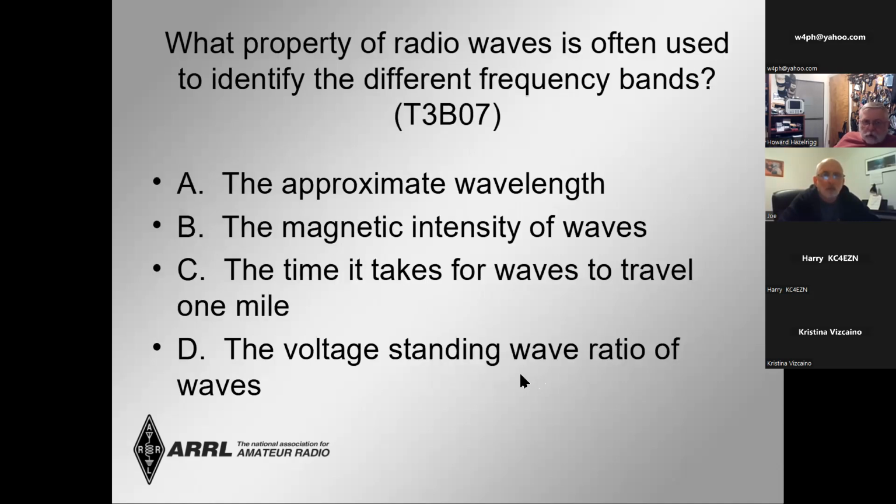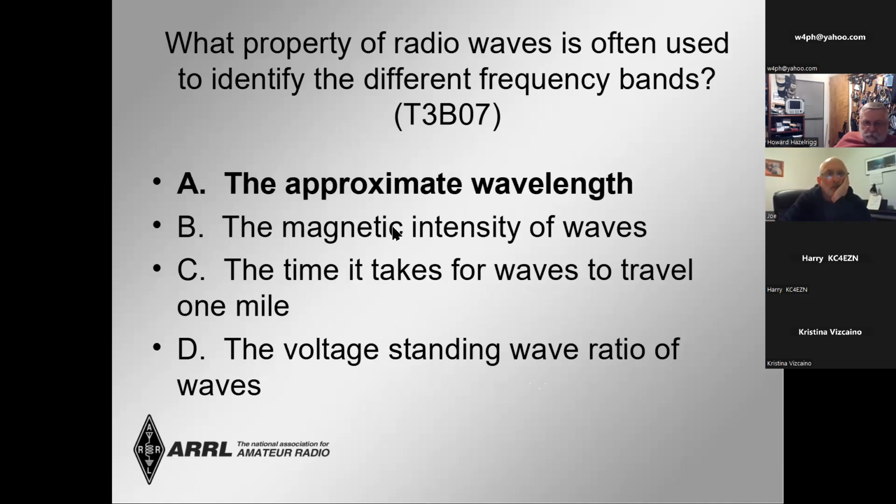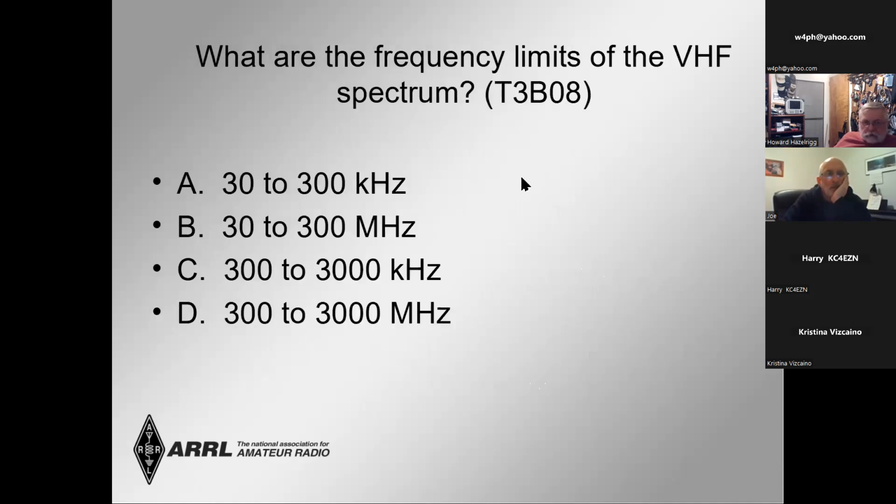What property of radio waves is often used to identify the different frequency bands? And I believe that's the approximate wavelength. What are the frequency limits of the VHF spectrum? And I admit some of this stuff you just kind of have to memorize until you get where it's used often enough to know it, but that's 30 to 300 megahertz. B.